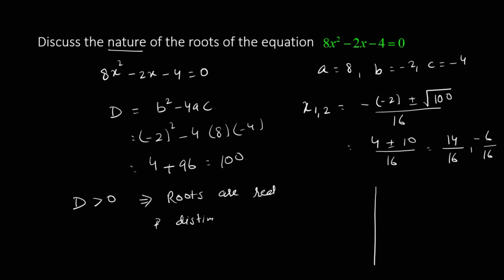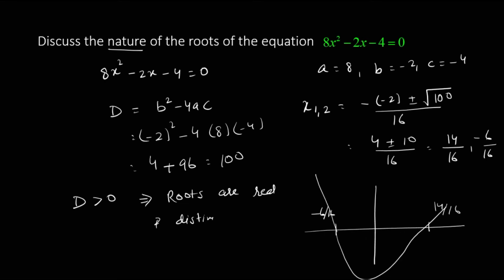So if we draw the graph, one root is negative, that is minus 6 over 16, like here, and plus 14 over 16 is positive, like here. The graph, a is 8, that is plus, so it is concave up. So the graph is like this. It is very important and very easy to interpret such types of the nature of the roots. I hope you understand the concept of nature of the roots and how to draw the graph.